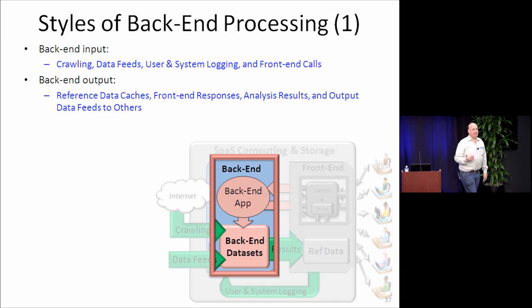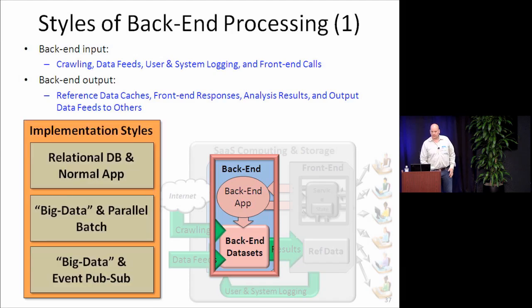What are the styles of back-end processing? How can I think about that? I got the crawling, I got data feeds, I got user system logging, I got front-end calls, I got the back-end outputting reference data caches, front-end responses, analysis results, output data to feed other caches. So we can implement that with a relational database and a quote normal app, N-tier app. Doesn't scale past a certain point, but it's certainly on the punch list of options, okay? Big data in parallel batch, or big data in event pub sub.